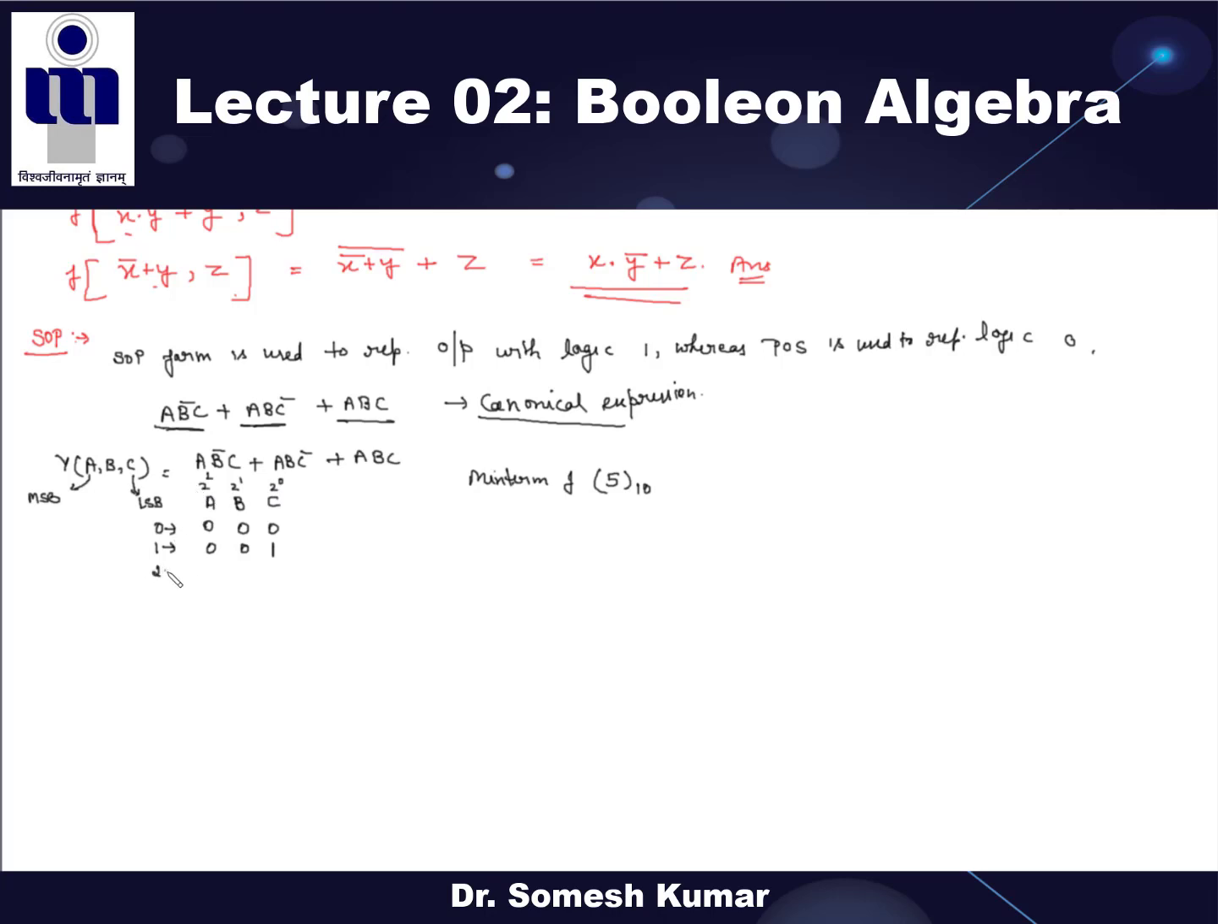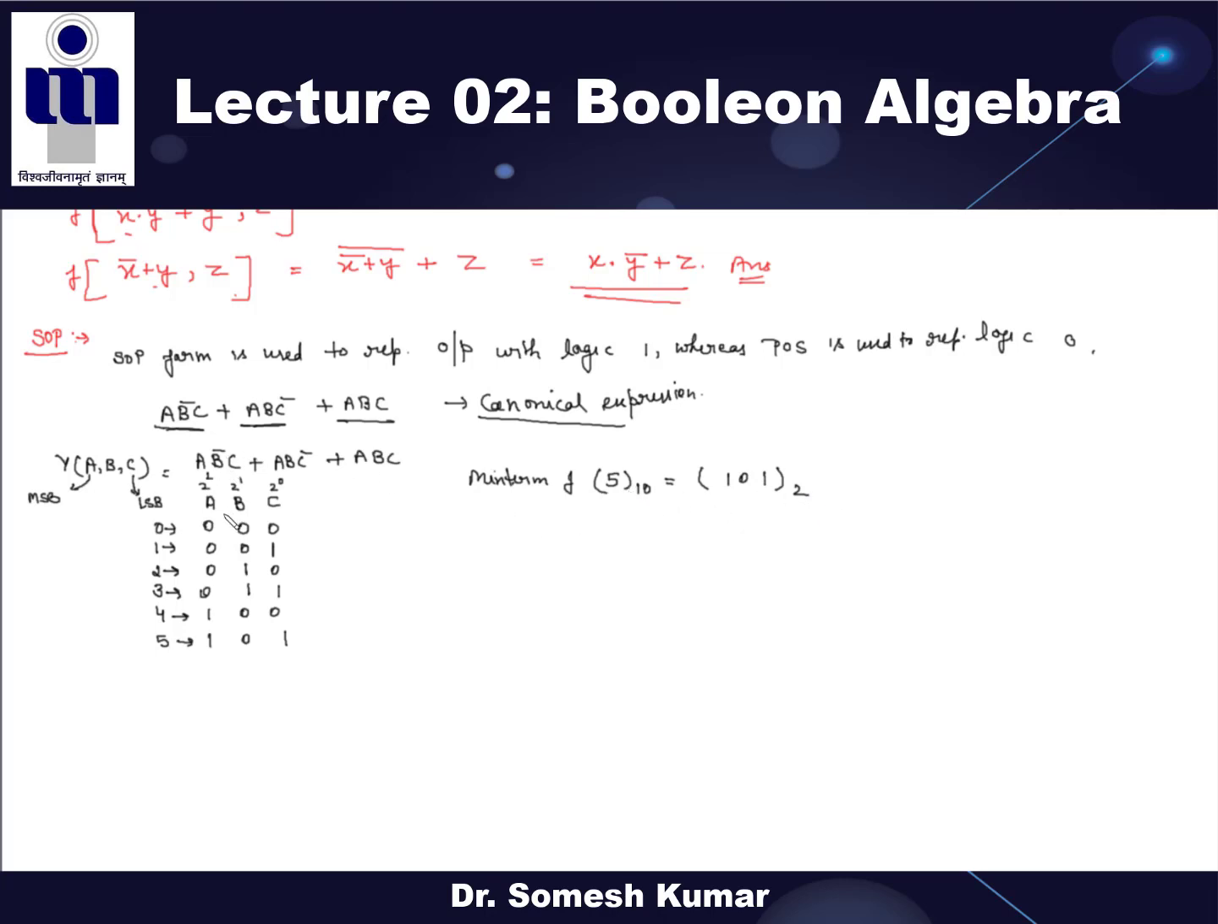Now, how can we write 2? 0 1 0. Then 3 is 0 1 1, 4 is 1 0 0, 5 is 1 0 1. So what is the minterm of 5? How can we represent the decimal 5 in binary? 1 0 1. This is the way to represent decimal in binary. This 5 is the decimal and this is the binary.